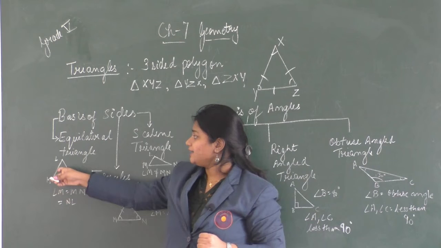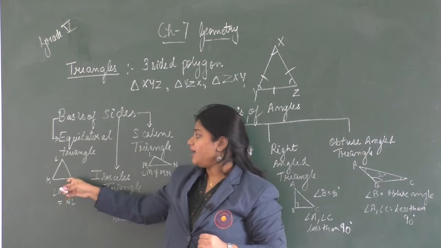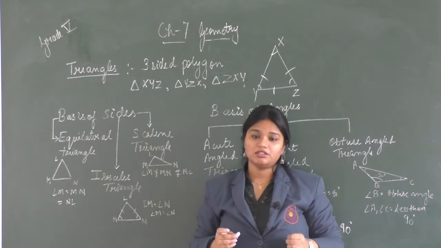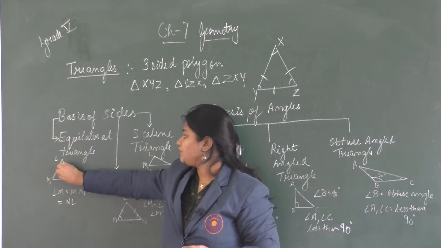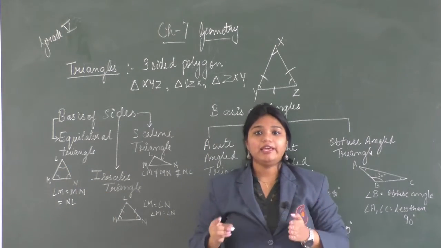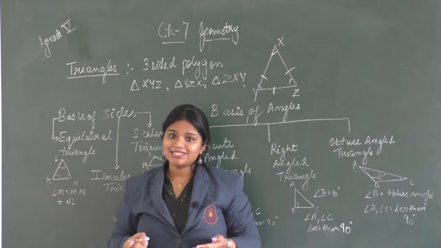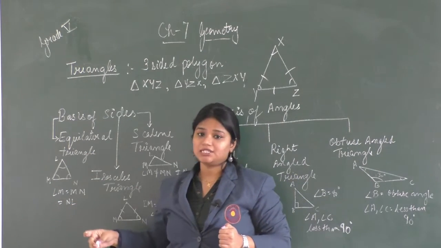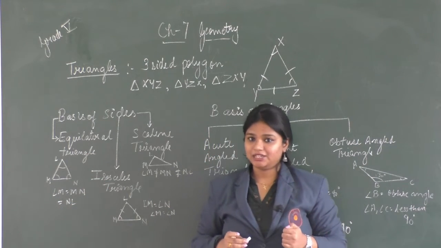So here LM and MN and NL are equal to each other, and all the angles of an equilateral triangle are equal to each other, and they are further equal to 60 degree. So angle L is 60, angle M is 60 and angle N is 60 degree.